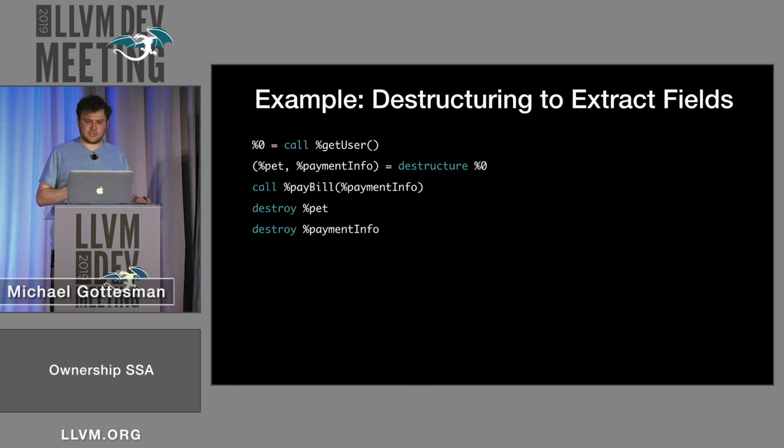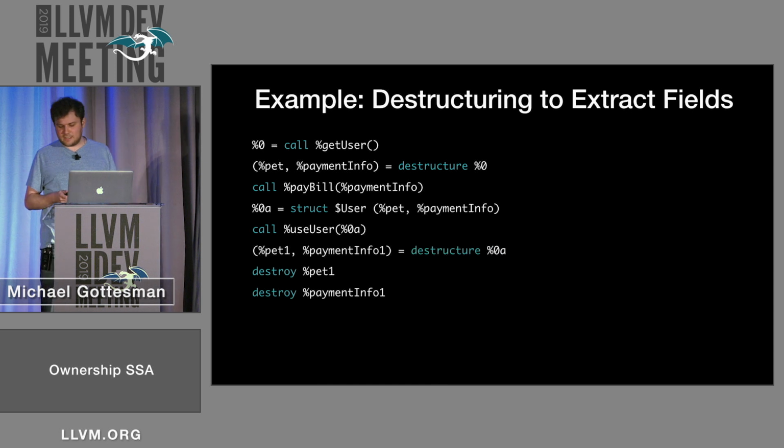A destructure operation breaks down its input argument into the argument's subcomponents, forwarding the input argument's ownership semantics into each individual subcomponent. This necessarily also requires us to split up the destructure of %0 into two different destroys. What if we then want to use our user struct again? Well, then we have to reform the user struct from its constituent parts, combining our destroys once more. And then, if we want to access the payment info again for a different reason, we have to destructure again.